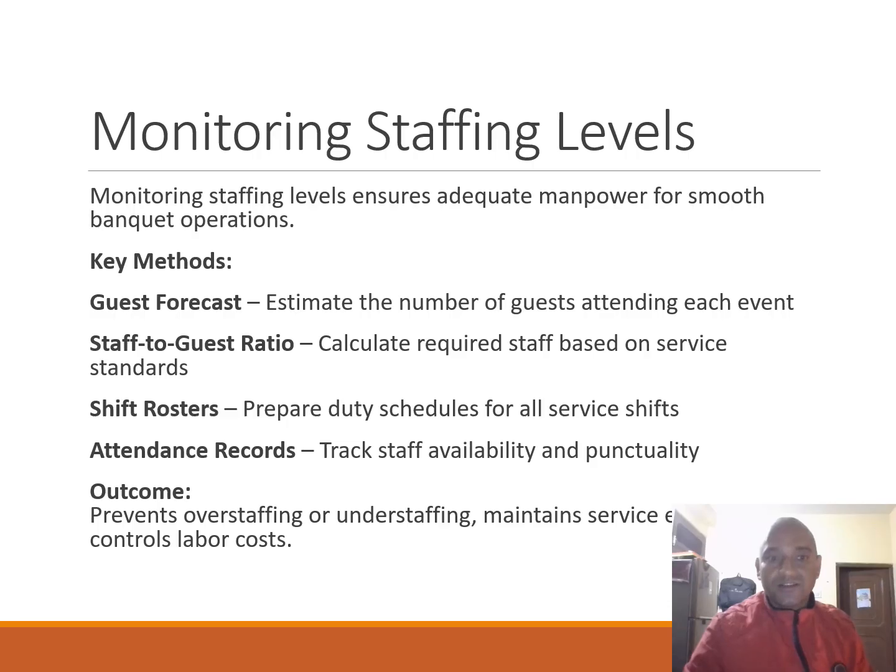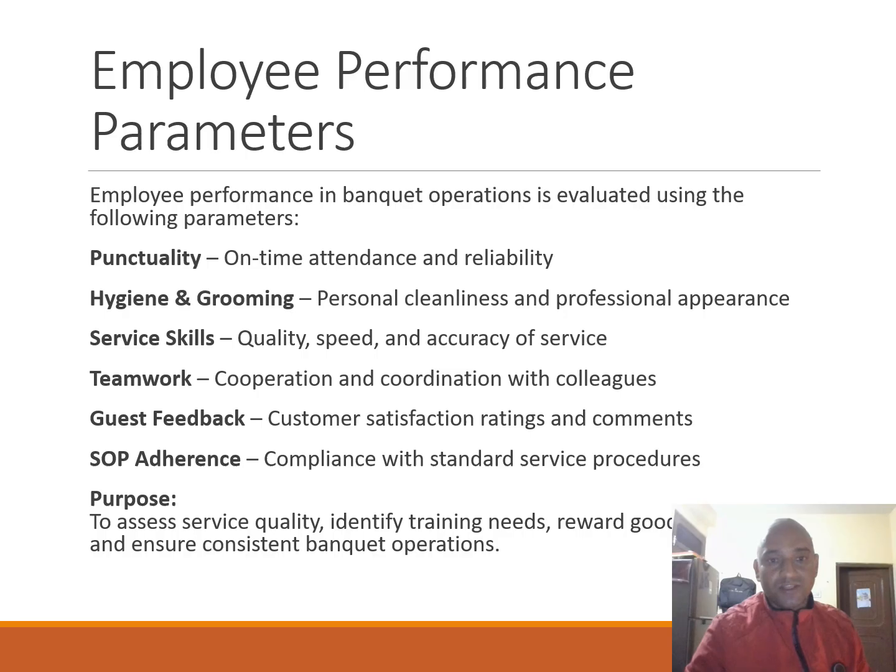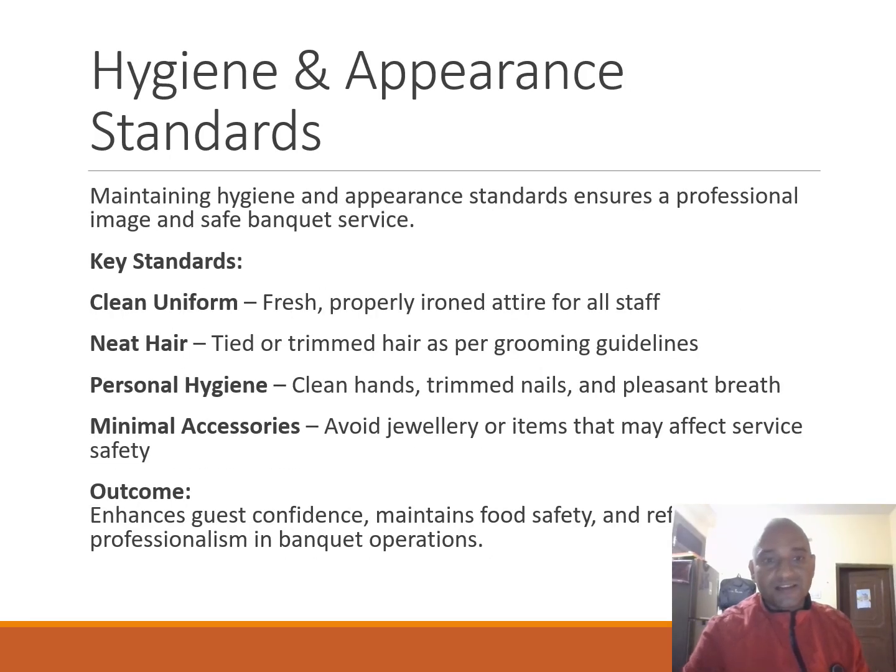Monitoring staff levels, we already discussed. Monitoring staff levels ensures adequate manpower for banquet operations. Key methods are guest forecast, staff to guest ratio, shift roster, and attendance records. Employee performance parameters are punctuality, hygiene and grooming, service skills, teamwork, guest feedback, and adherence to standard operating procedures. Hygiene and appearance standards are clean uniform, neat hair, personal hygiene, minimal accessories.